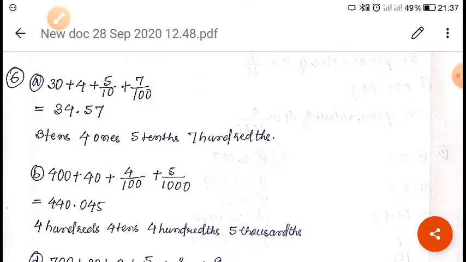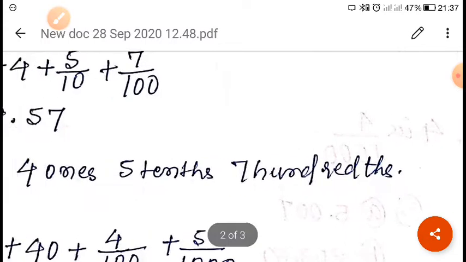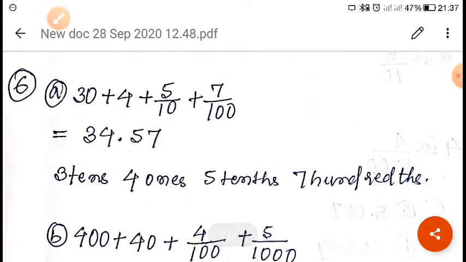Now next is question number 6. Express the following in decimal form and write the place value of the digit in each case. So what we can do here, you can easily understand. As you can see here, from here you will understand properly.